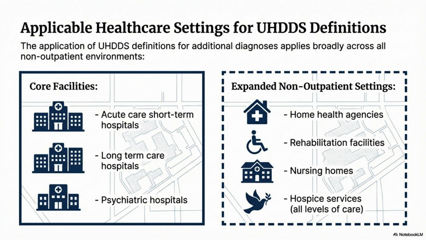UHDDS definitions apply broadly across non-outpatient environments. This includes acute care short-term hospitals, long-term care hospitals, and psychiatric hospitals, as well as expanded settings such as home health agencies, rehabilitation facilities, nursing homes, and hospice services. Understanding this scope ensures coders apply UHDDS rules only where they are intended.